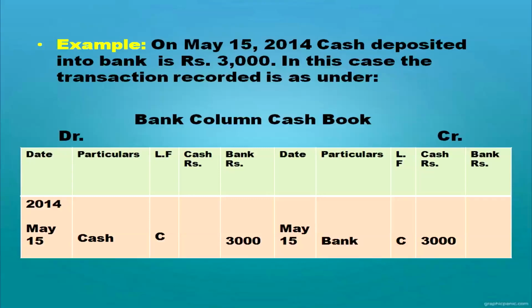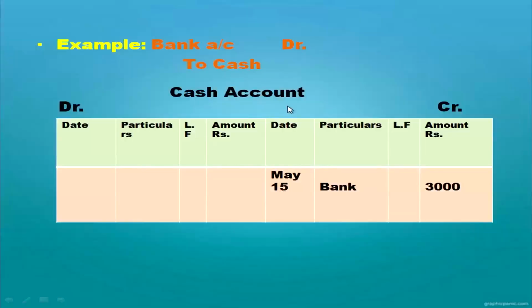Cash is deposited, bank account debit to cash, that is the entry. On the credit side, you will post by bank and amount in the cash column. On the debit side, you will write to cash amount in the bank column. When you are depositing the cash, what will be the entry? Bank account debit to cash.